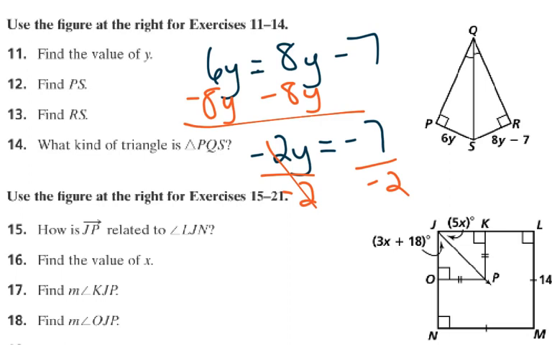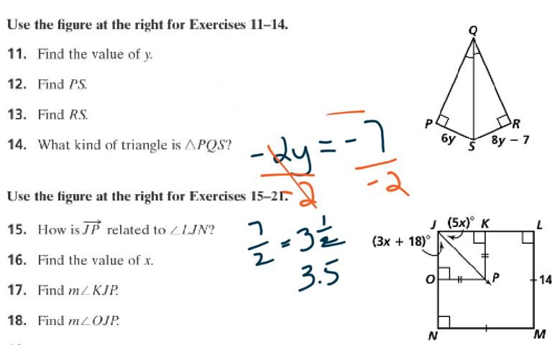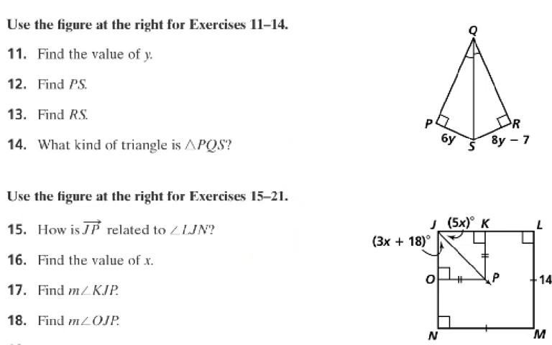Well, 7/2 is really 3.5. But either way, it's 3.5. Oops, if I could write a half. 3.5. It doesn't matter. I'm going to call it 3.5 just so I can maybe put it in my calculator a little easier. So 3.5 is y. Then they want us to use that to find out PS and RS. And again, they should be the same answer, because if not, then we've messed something up.